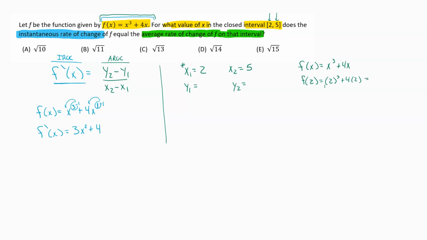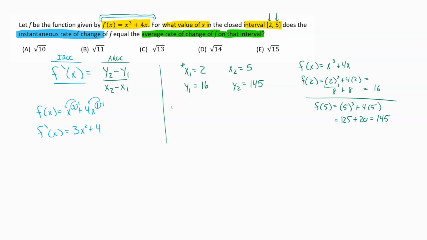So then out of there, 2 to the third is 8, and then 4 times 2 is 8, and so 8 plus 8 is 16. So y1 is 16. We'll do the same thing with 5 now. So f of 5, plug in 5 into this equation. We get 5 to the third plus 4 times 5. Well, 5 to the third, 5 times 5 is 25, times another 5 gets us 125, plus 4 times 5 is 20. And so out of there we get 145, and that's going to be our y2.